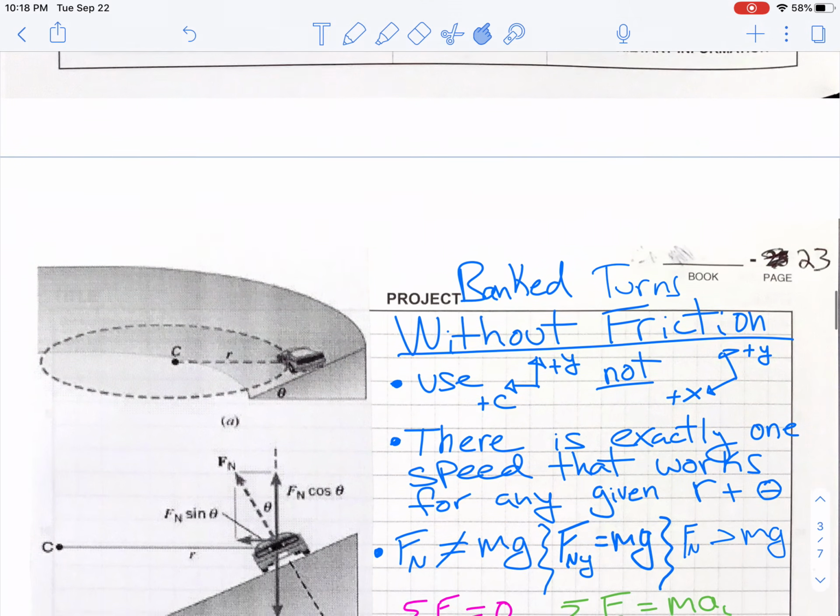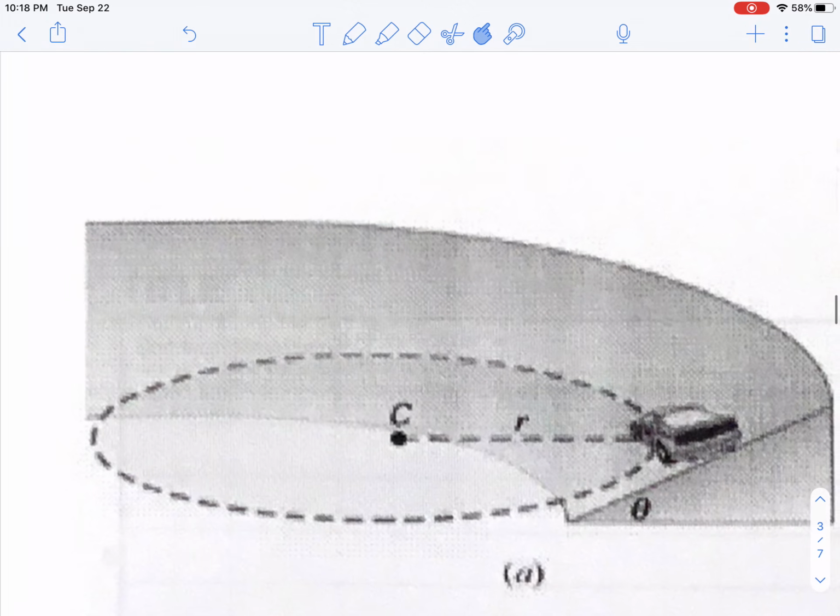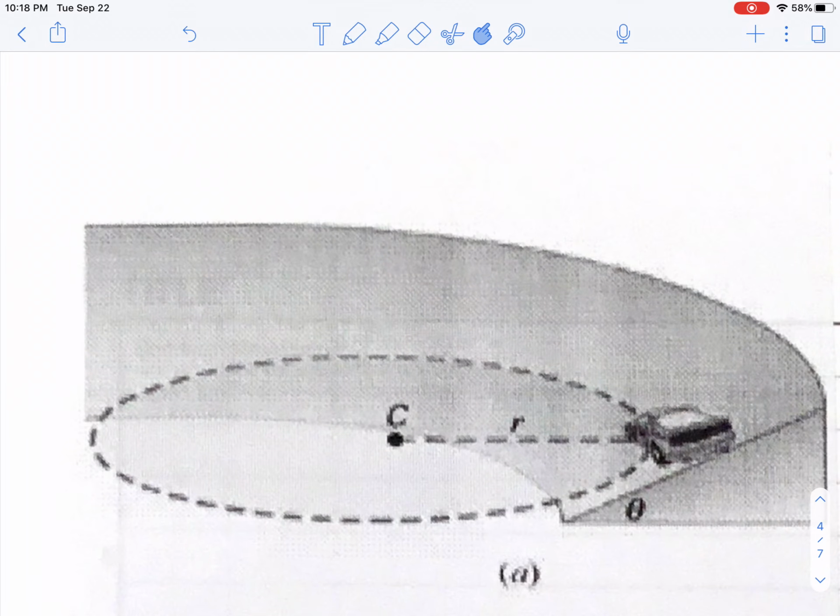Banked turns. Okay. Take a look at the diagram. As the car goes around the circle, notice that the center of the circle here is at a position that is straight horizontally from the car.